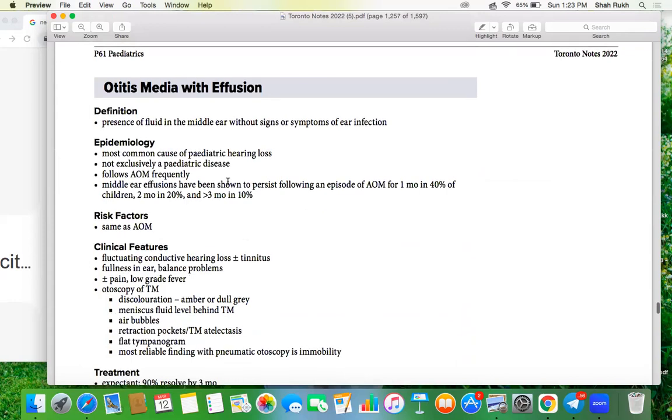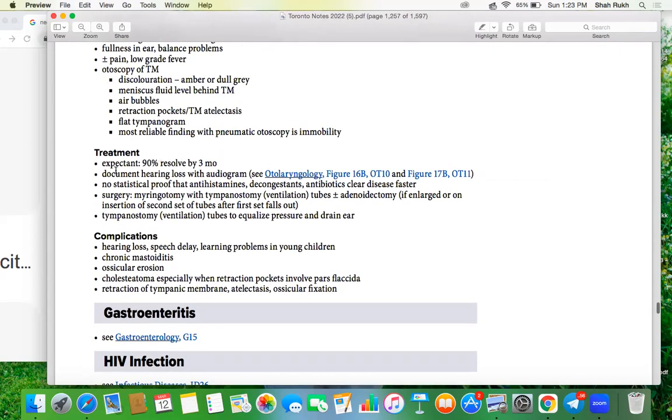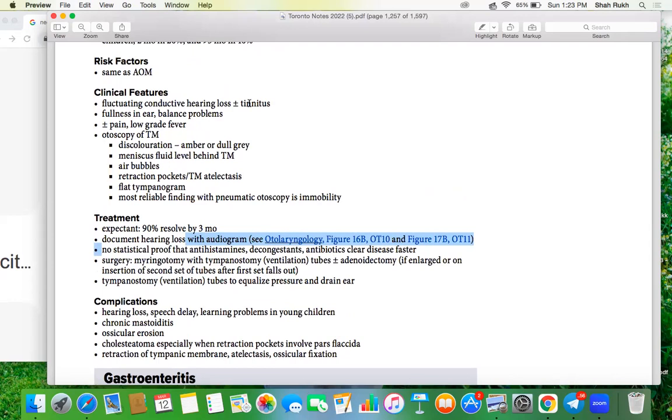Okay, now otitis media with effusion is just the same. You can read it. All of the things are written here. How you are going to document for the hearing loss is important. If you are treating this, you have to check for the hearing loss. So writing down just the treatment of the otitis media with effusion is not enough. You have to document for the hearing loss as well.